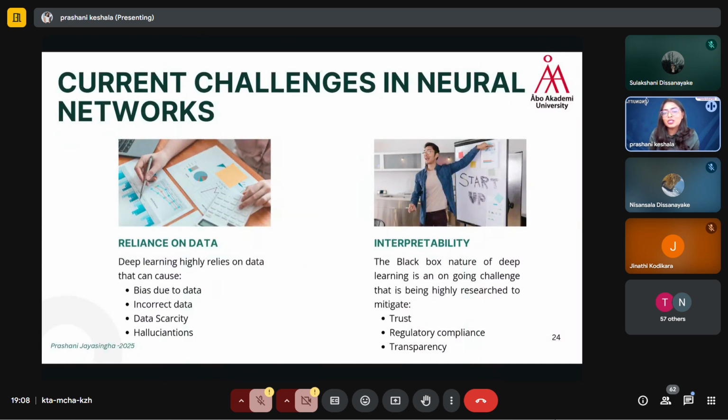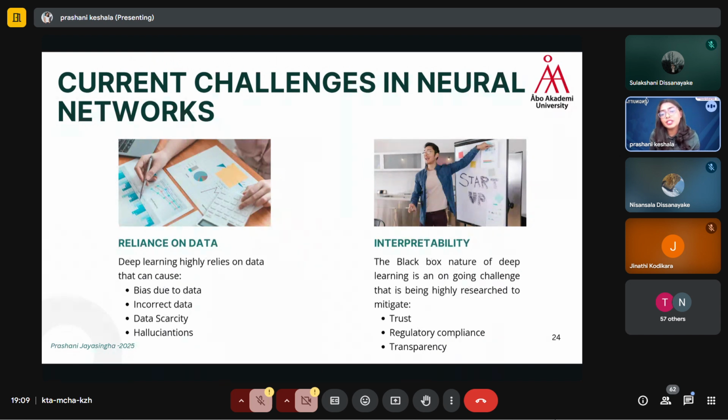And hallucinations mean inaccurate information. Because it has so much information, it's just going to give you some random thing, because it cannot reason, it doesn't have reasoning capability. So reliance on data is one major problem, and the second is interpretability. Because it's a black box, you don't necessarily know what's happening inside neural networks. Trust in a system is mandatory, but you cannot really trust neural networks.